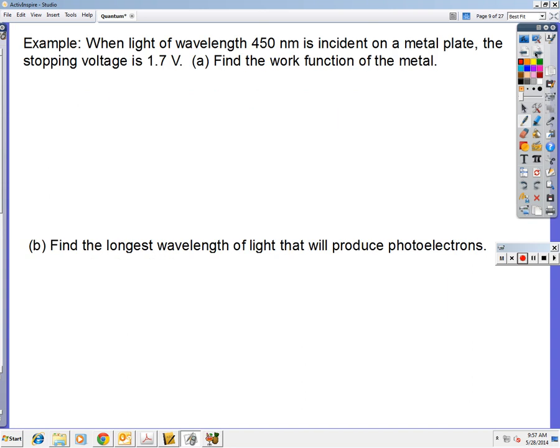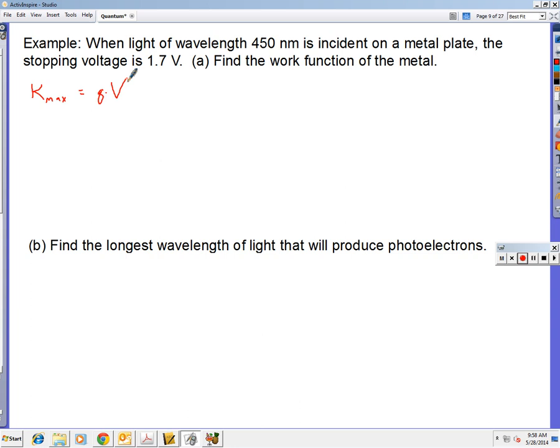So let's look at an example here. Let's say we have light of wavelength 450 nanometers, that's blue. It's incident on a metal plate. The stopping voltage we find is 1.7 volts. We want to find the work function of this particular metal. So the first step is that we need to find Kmax. Kmax is equal to the charge on the electron times the stopping potential, which is 1.7 electron volts.